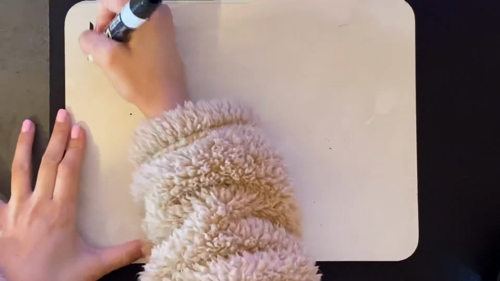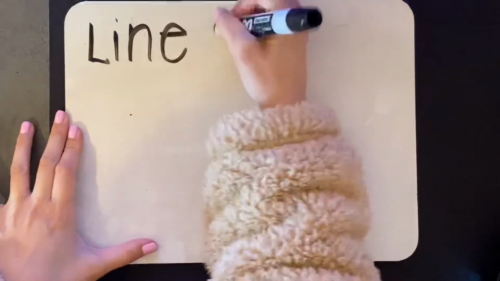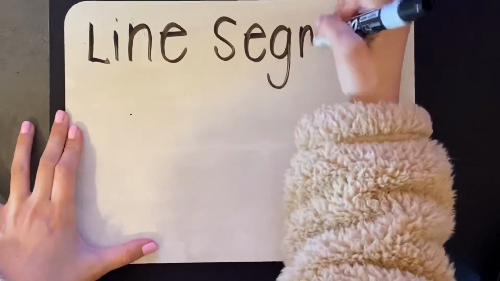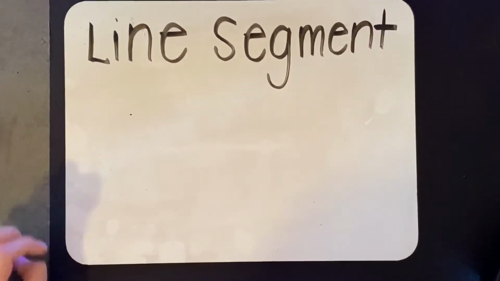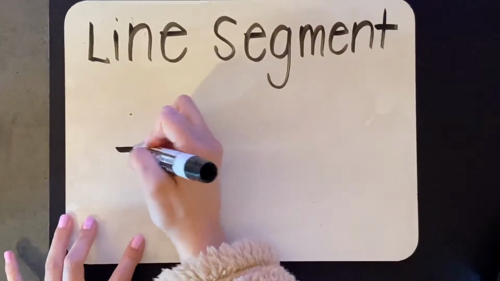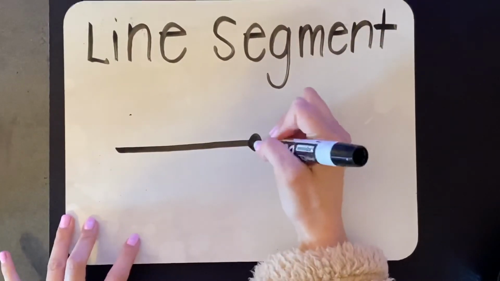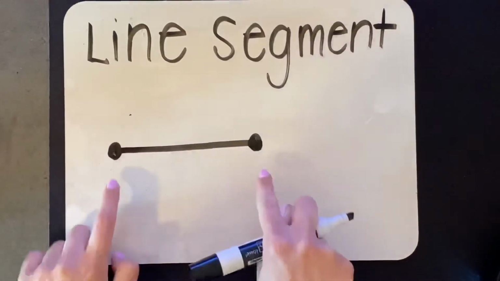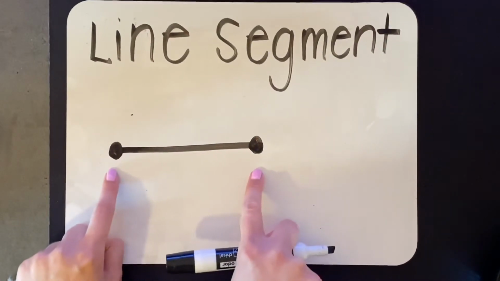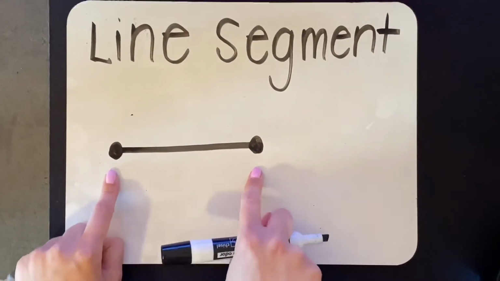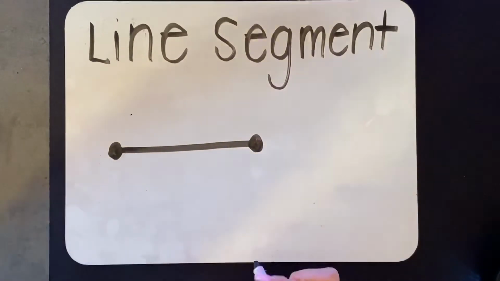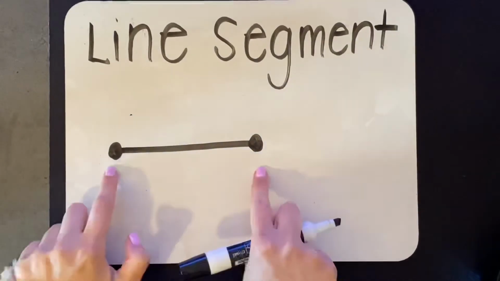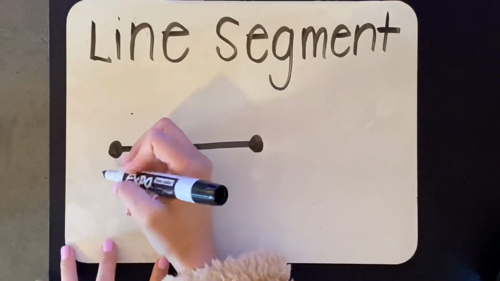The third geometric term that you're going to see today is called a line segment. And that's part of a line, but it has 2 endpoints. So endpoints are points like we've talked about, but they go at the end of the line. A point stops this line from continuing. There's no arrow saying that this is going to continue on and on. So this is a line segment.